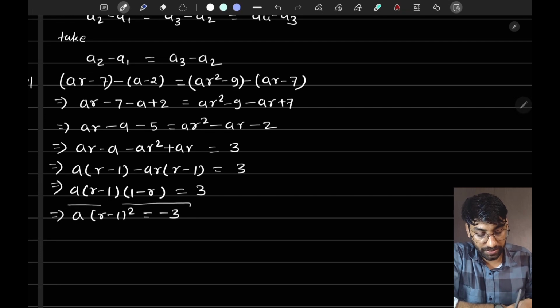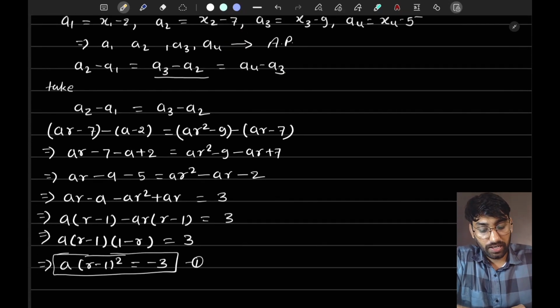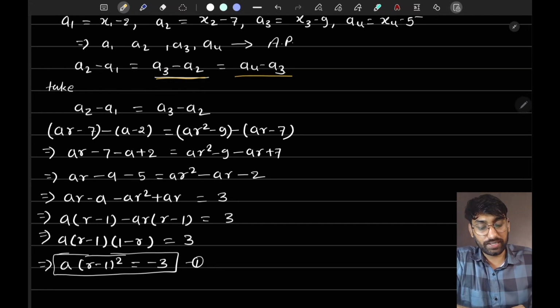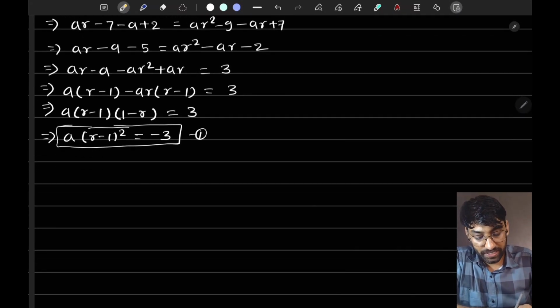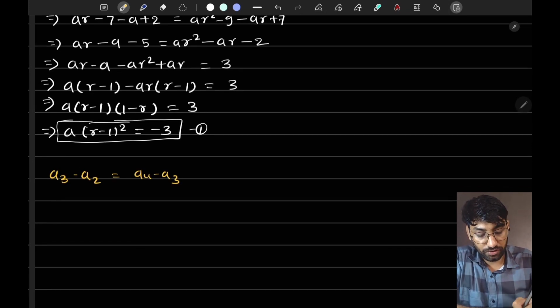So this value I am having, let's name it as equation 1. In the next case, what will I do? I will take A3 minus A2 and A4 minus A3 together. So what am I having? I am having A3 minus A2 equal to A4 minus A3. Correct? This information I am having.